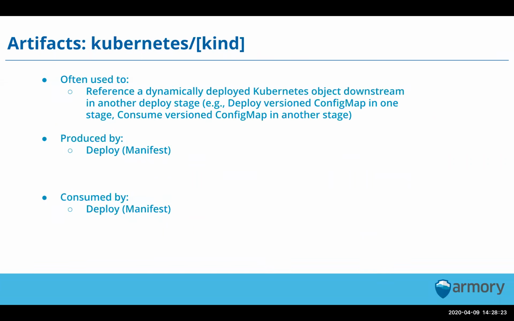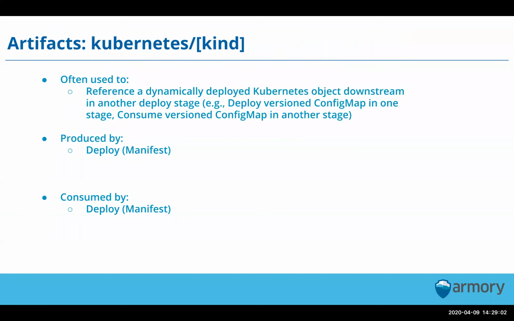The second object type is a Kubernetes kind. Kubernetes kind is basically used to pull out a dynamic Kubernetes reference from one stage and use it in another. One of the things that Andrew mentioned earlier was if you have a dynamically generated Kubernetes config map where it's versioned and you need to use that version in a later stage. You deploy a config map in one stage, and could use that config map in a replica set in a second stage. You can have the first stage produce an artifact that is a reference to the config map, and then you can use that config map in the second stage.